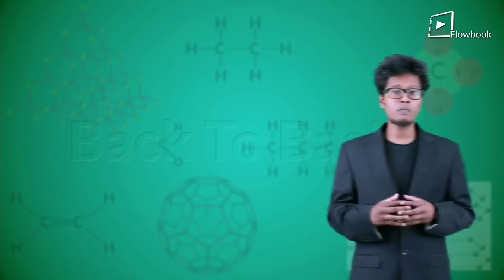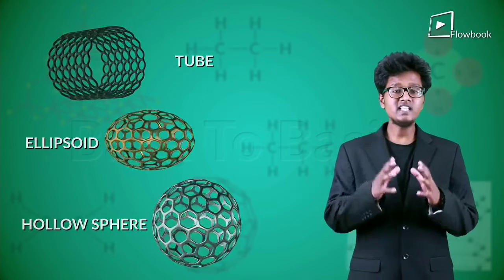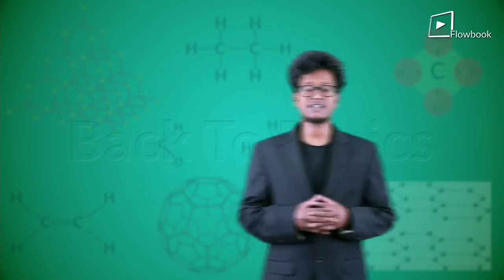Buckminsterfullerenes are molecules of different sizes and shapes, and these are composed entirely of carbon. Depending upon their orientation, the arrangement of these molecules can lead to different formations. For example, they can take the form of a hollow sphere, an ellipsoid, or a tube. Now, these fullerenes are formed when vaporized carbon condenses in an atmosphere of inert gas.